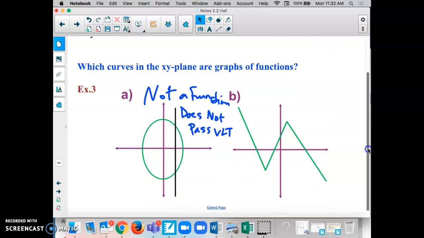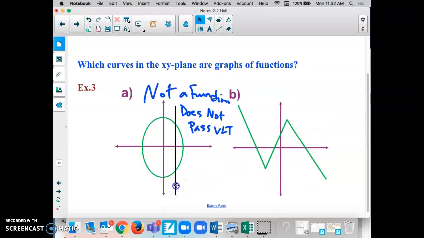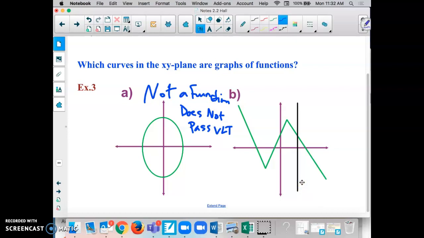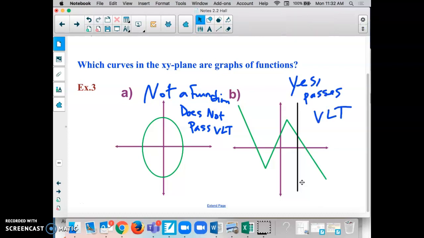Okay, let's try question B. Does it pass the vertical line test? It's hitting the graph in one place, everywhere on that green graph. Therefore, yes, this is a function. And what could you say? Passes vertical line test. Simple as that. I know we learned this in Algebra 2, just a little recap of it.